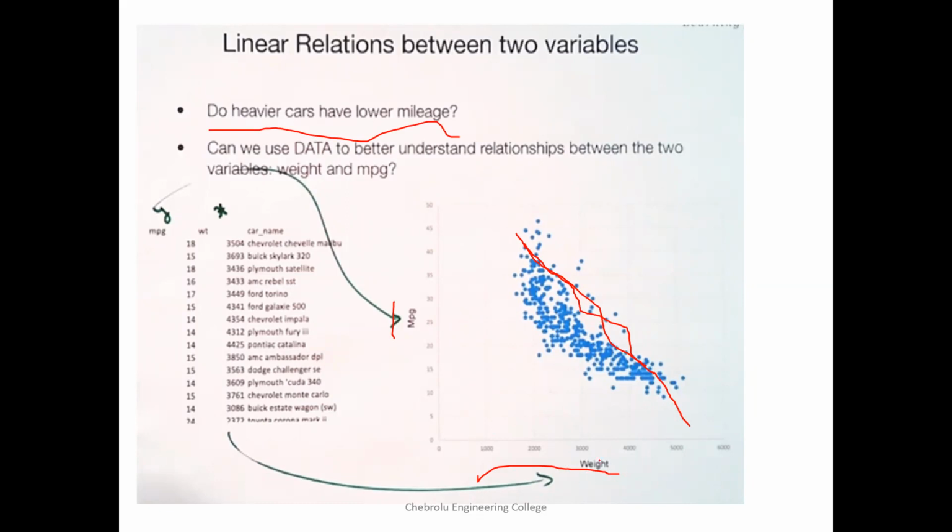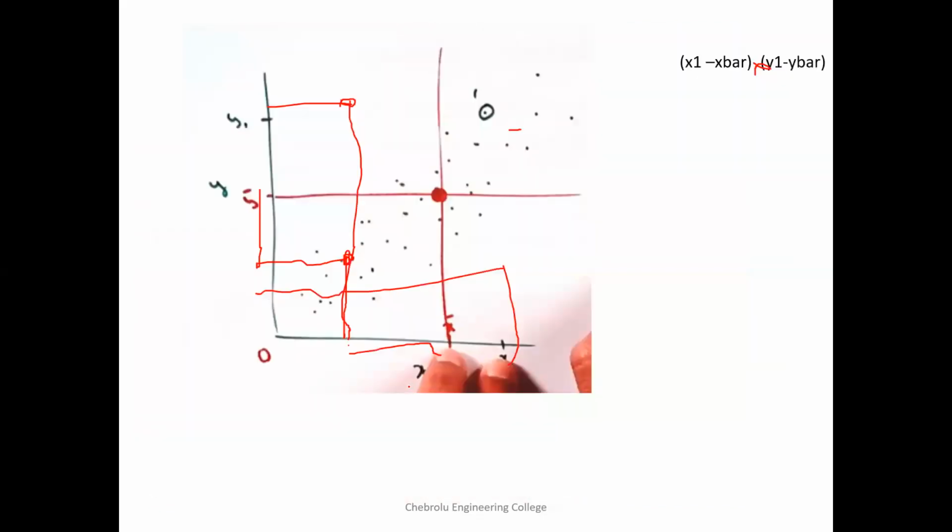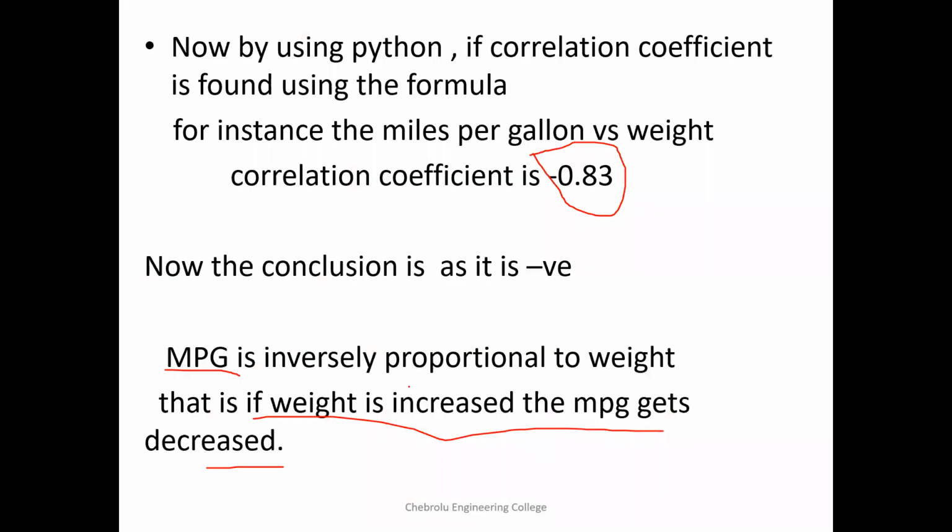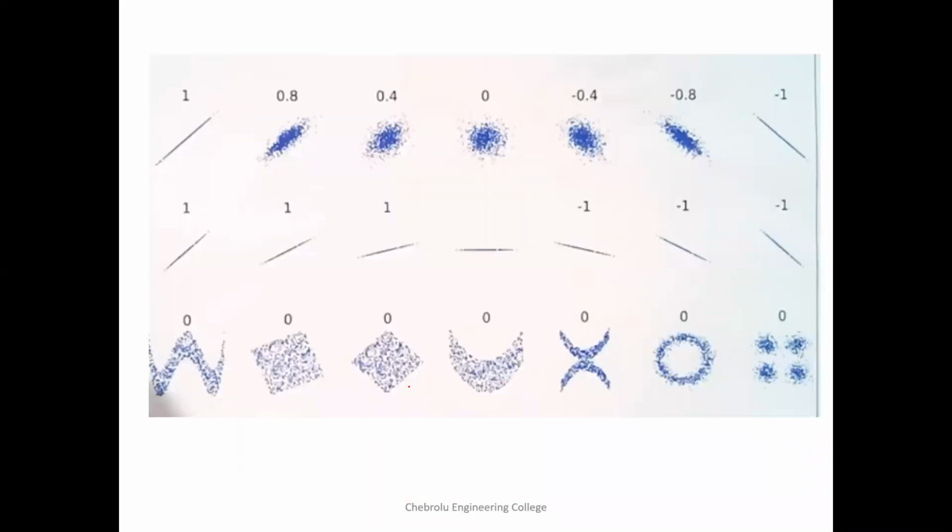So we took weight as the independent variable and the MPG, miles per gallon, as the dependent variable. So this is how you can now see the correlation coefficient. If the correlation coefficient is 1, it is a straight line.